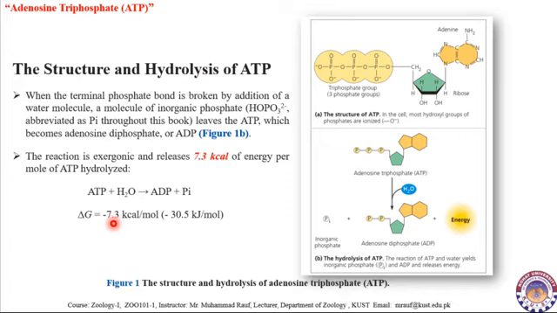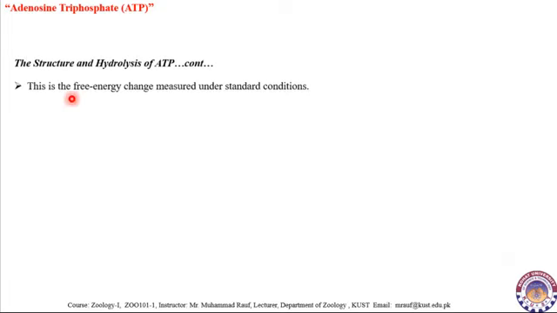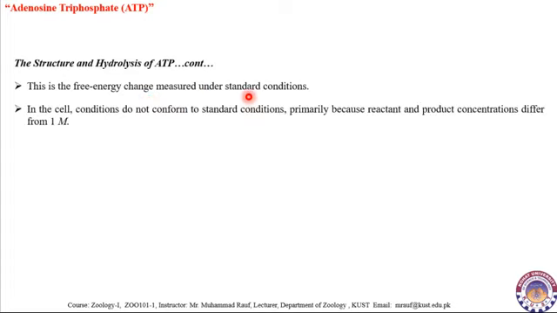Now remember that this 7.3 kilocalories per mole is equal to 30.5 kilojoules per mole. The units are different, therefore the values are different. This is the free energy change measured under standard conditions.